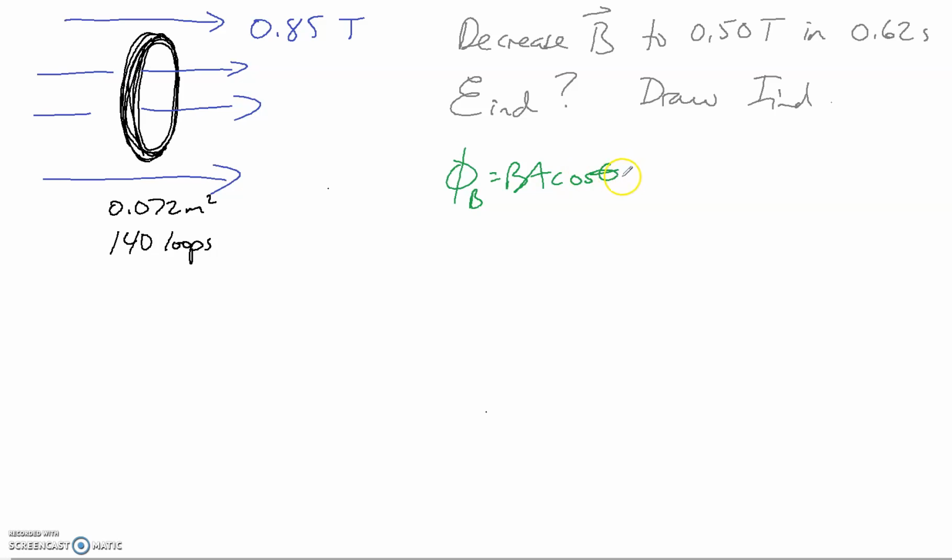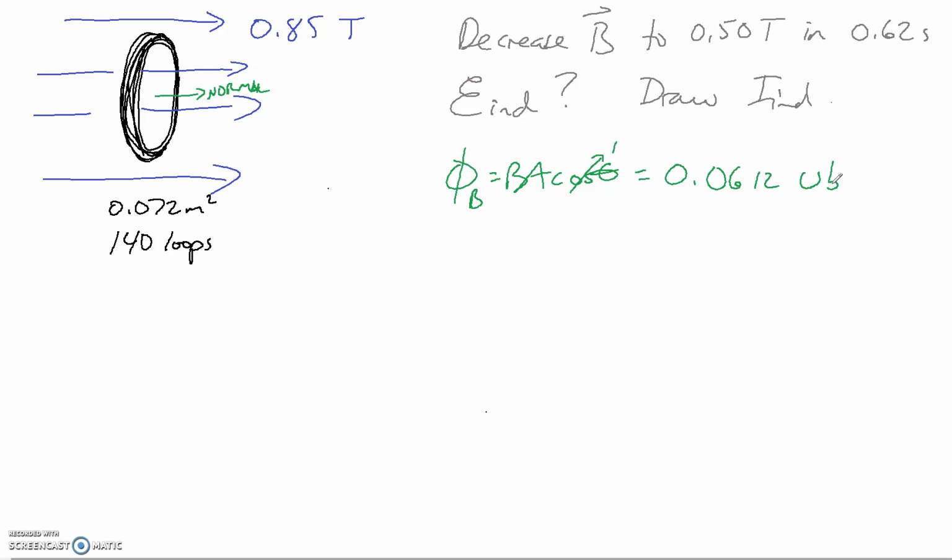Of course, for the first flux, cos theta is going to be equal to 1. That's no problem because the angle between the normal and the field is 0 degrees, and the cos of 0 is 1. Also, you can look at it: it is set for maximum flux, so cos theta is equal to 1. So if we do B times A, we've got 0.85 times 0.072, which is about 0.0612 Webers of flux going through it.